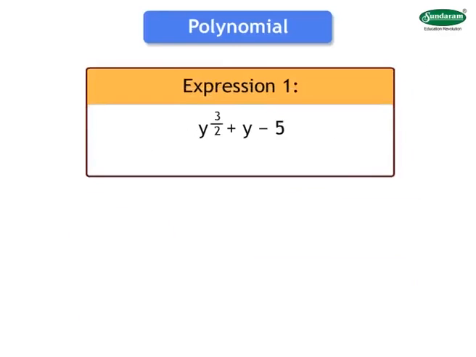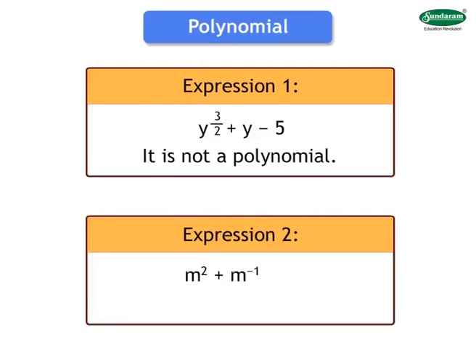Let us see certain expressions which are not polynomials. y raised to 3 upon 2 plus y minus 5. This expression is not a polynomial, as 3 upon 2, which is raised to y, is a fraction and not a whole number. m raised to 2 plus m raised to minus 1 plus 13. This expression is also not a polynomial, as minus 1, which is raised to m, is a negative number and not a whole number.